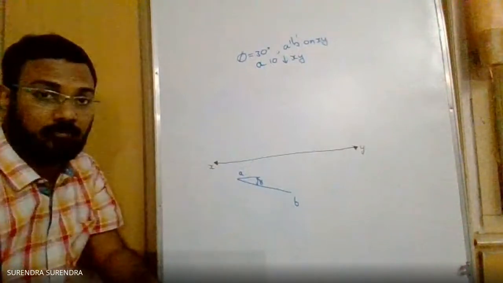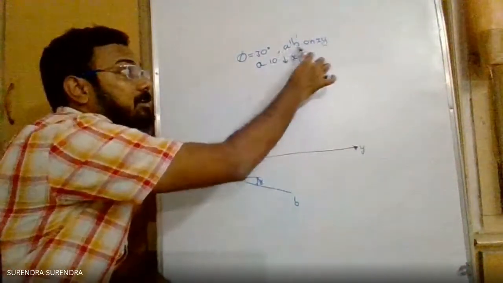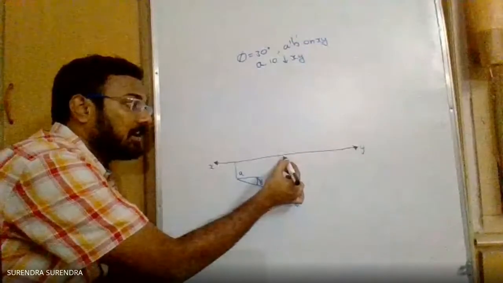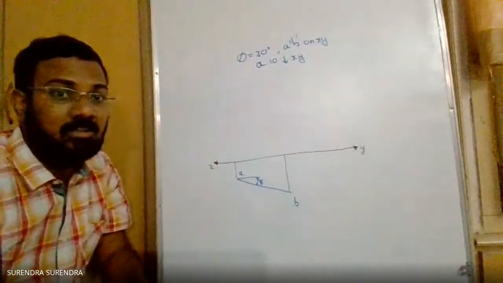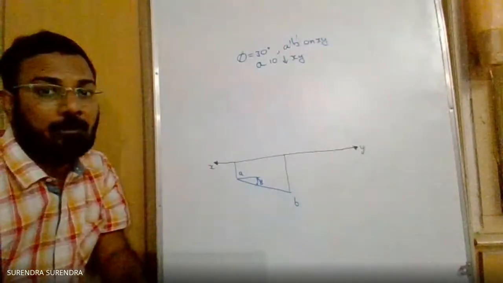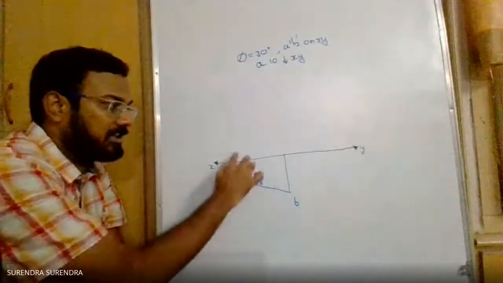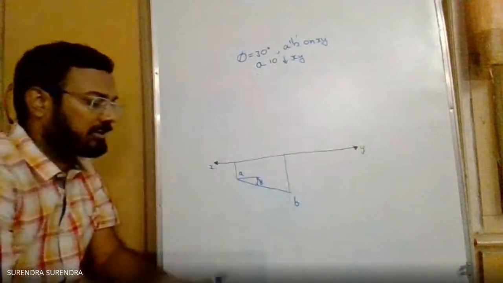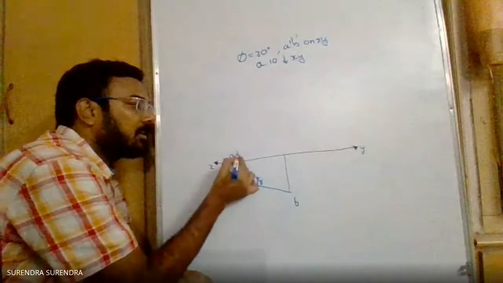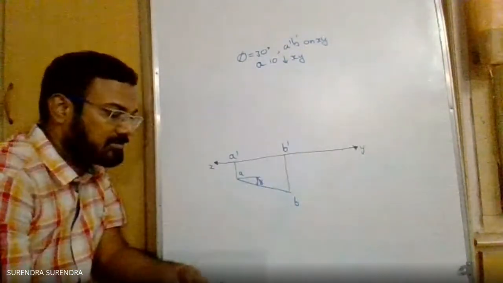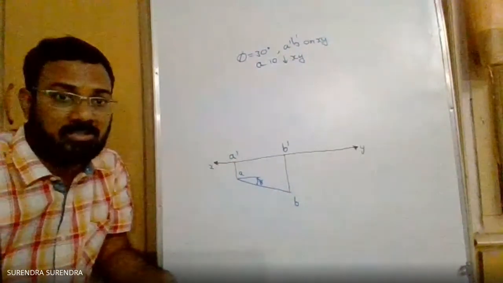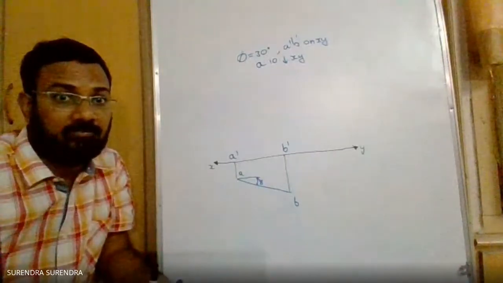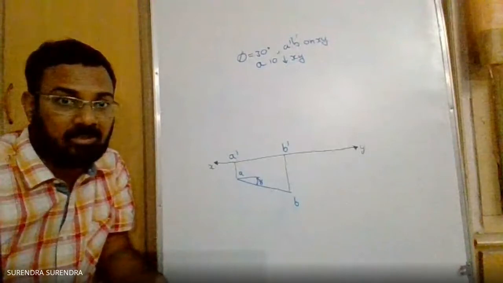And in front view, the condition is both the endpoints are on the XY line, A dash and B dash are on the XY line. So project point A and point B up to the XY line. Project means draw a perpendicular line from A and B up to the XY line, a vertical line exactly perpendicular to the XY line. And as A dash, B dash are on the XY line, mark this point as A dash and this end point as B dash. So always remember, in orthographic projections, A and A dash, B and B dash lie on the same projector. Projector means a line joining front view and top view. This line must be exactly perpendicular to the XY line.